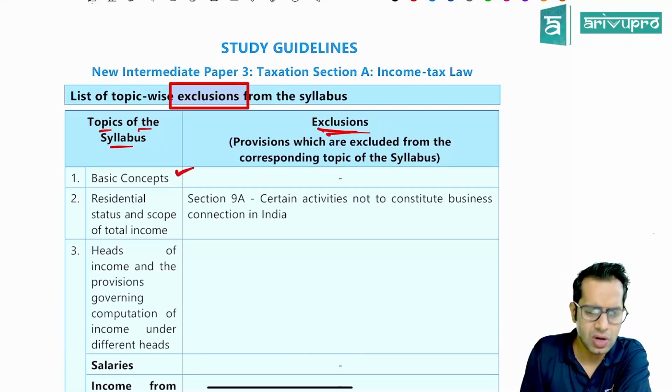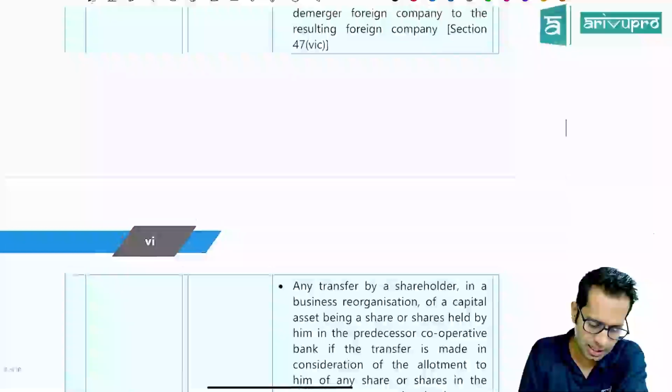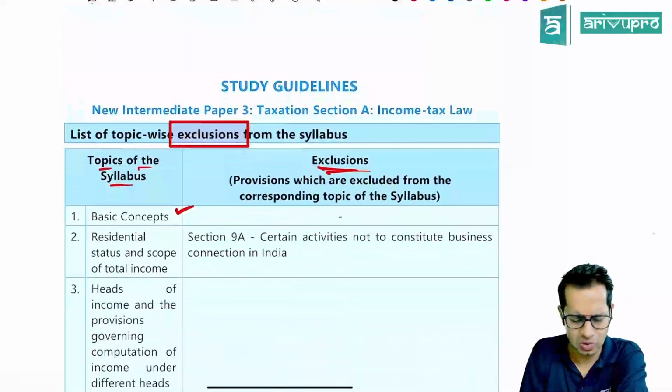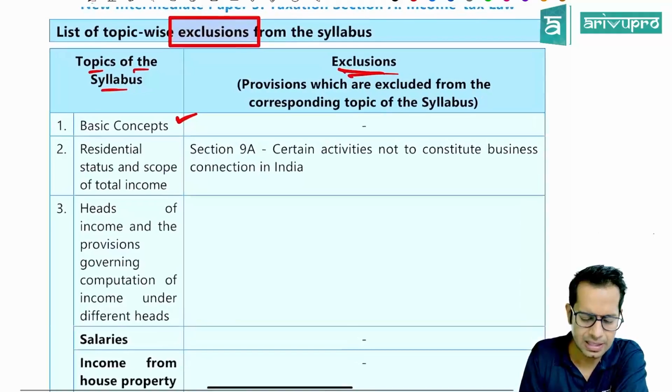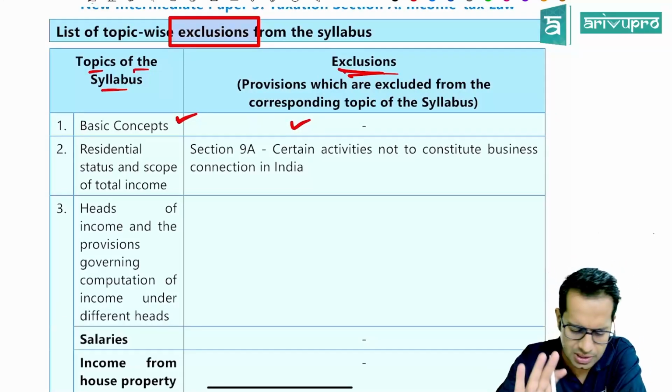In your income tax, there are totally around 9 chapters. In these 9 chapters, they have excluded a few topics. They have not excluded others. For example, the topic called basic concepts: whatever is there in the material, you will have to study it completely.